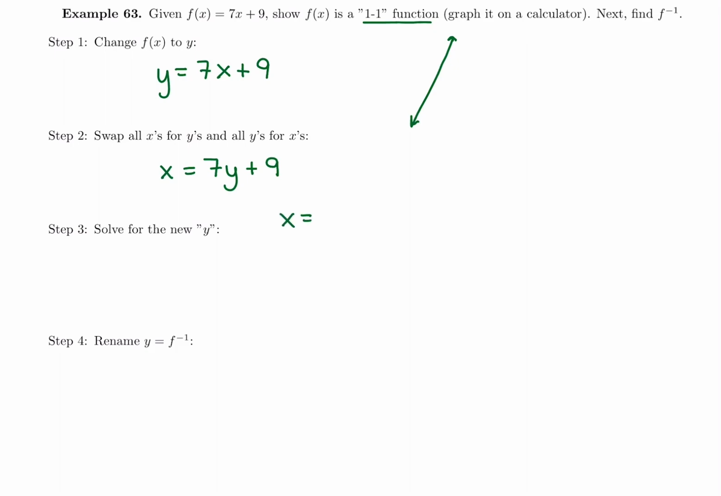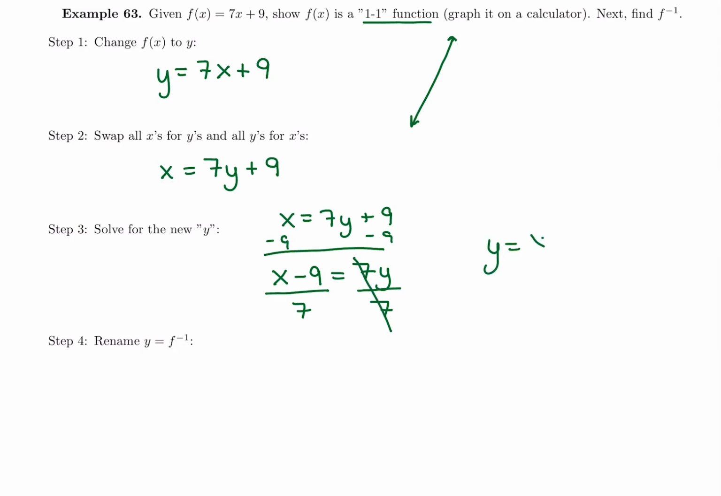So looking at that x equals 7y plus 9, we want to get y by itself. So I'm going to subtract 9 from both sides, which gives me x minus 9 is 7y. And lastly, we have 7 times y. To get y by itself, I need to divide by 7. So there, my y equals x minus 9 over 7. And my last step is to call it f inverse. So f inverse is that f negative 1 really means f inverse, even though it kind of looks like it's f to the negative 1. It's going to be x minus 9 over 7.